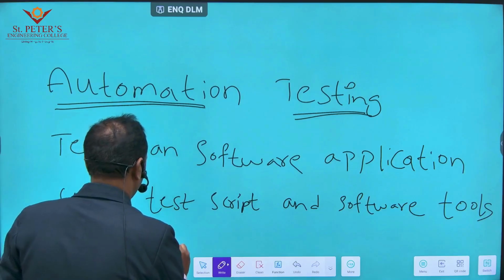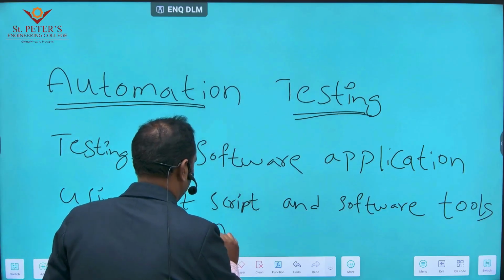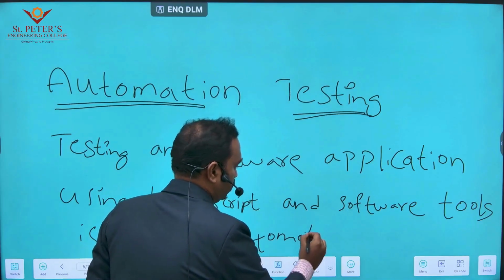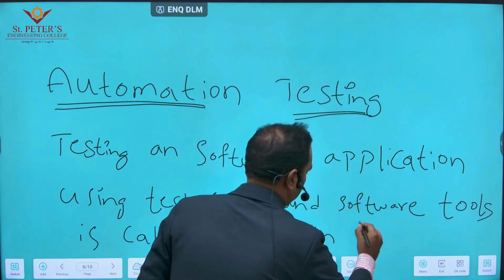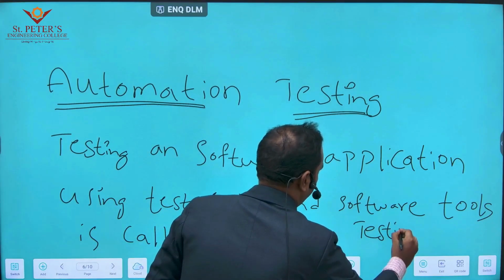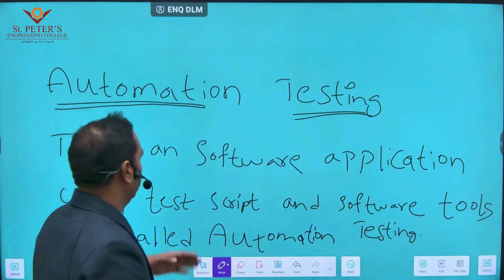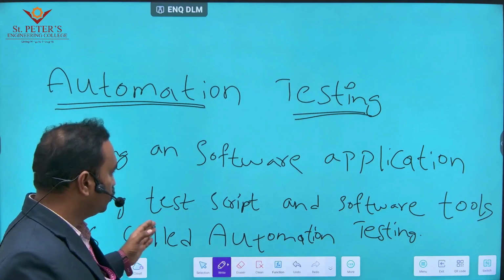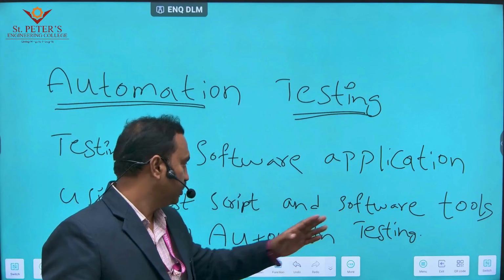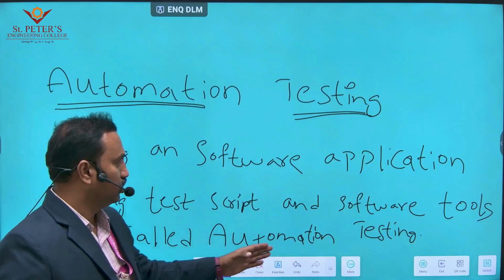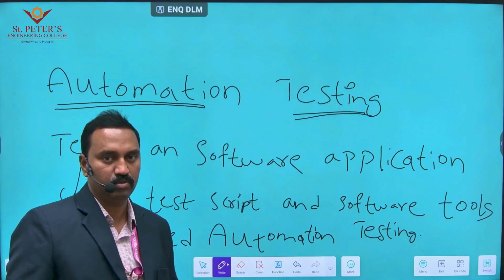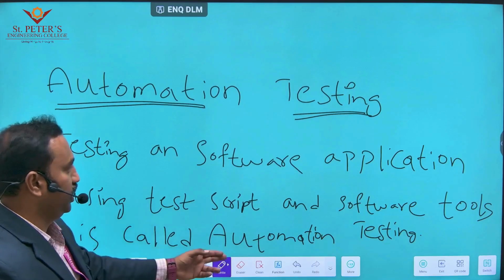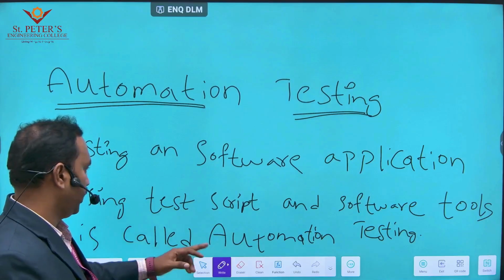Is called automation testing. So testing a software application using test scripts and software tools is called automation testing. I'll show you one example. I'll write one code.